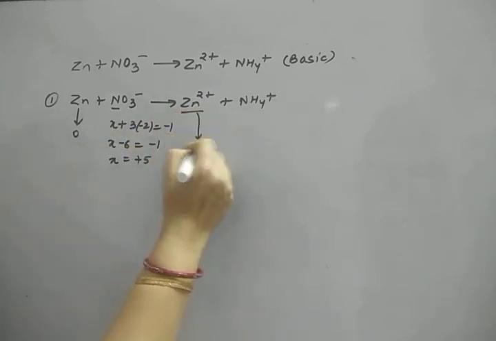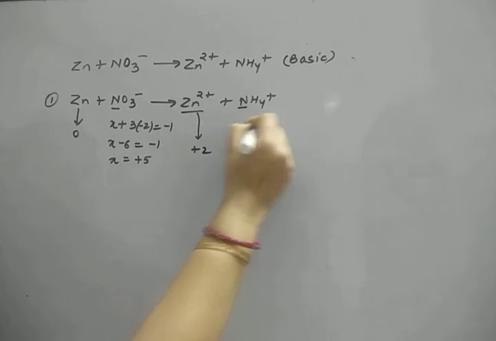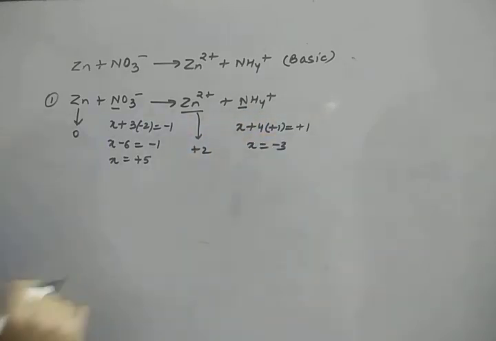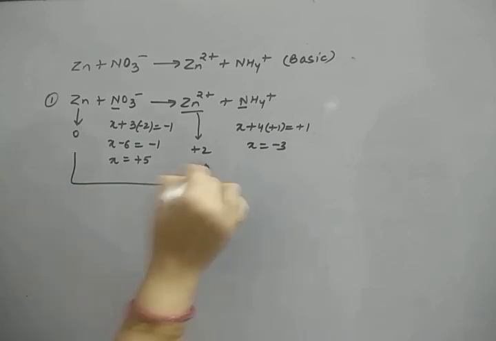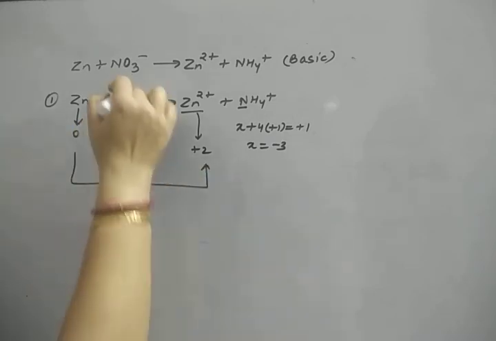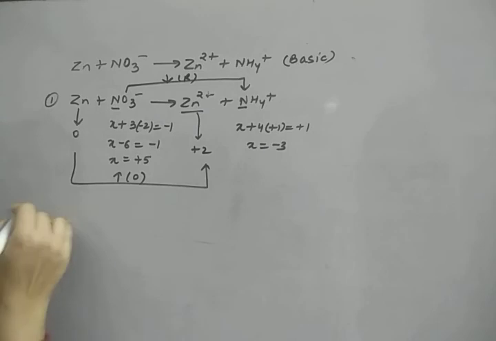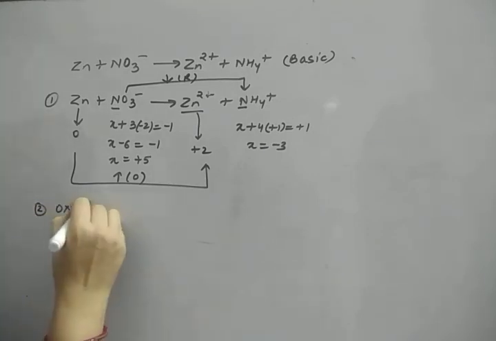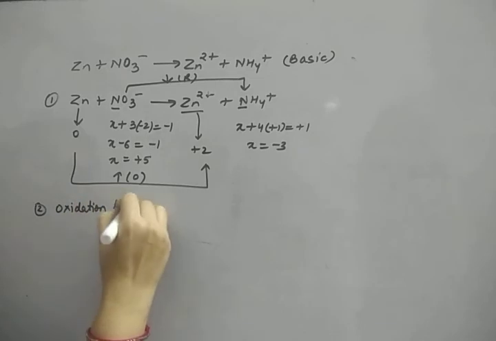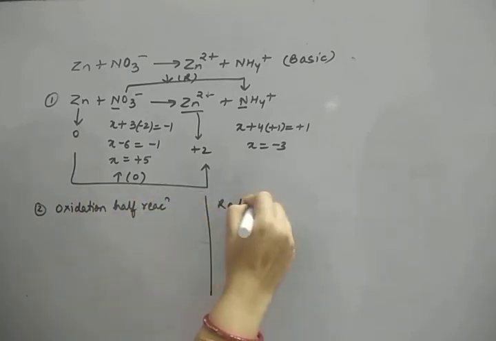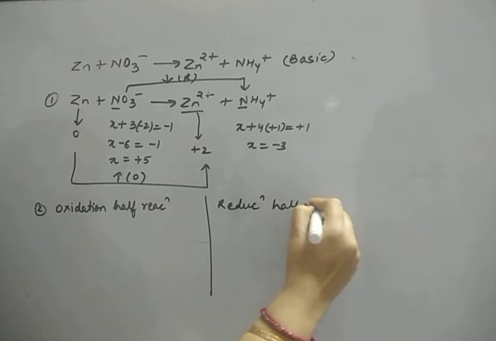Here zinc is plus 2, and here for nitrogen, x plus 4 times plus 1 equals plus 1, so x equals minus 3. Now 0 to plus 2 is increasing, that is oxidation, and plus 5 to minus 3 is decreasing, that is reduction. Now I will separate this equation into two half reactions. First I will mention the oxidation half reaction, and then the reduction half reaction.